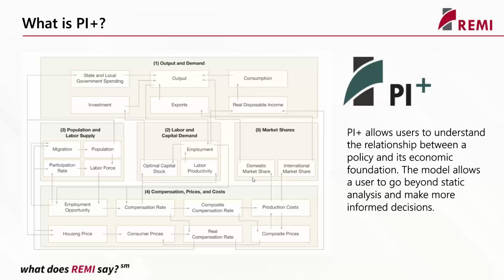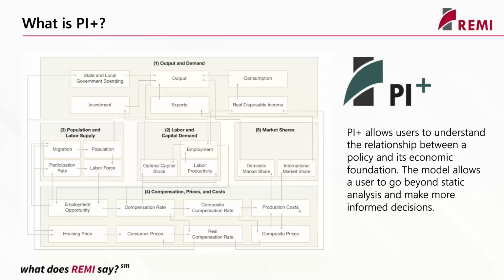And as we can see, we consider five particular subjects for our overall economic analysis. So this includes things such as output demand, population, compensation, market shares, and labor and capital demand. And then each arrow represents a particular connection, and whichever box is going to impact what.